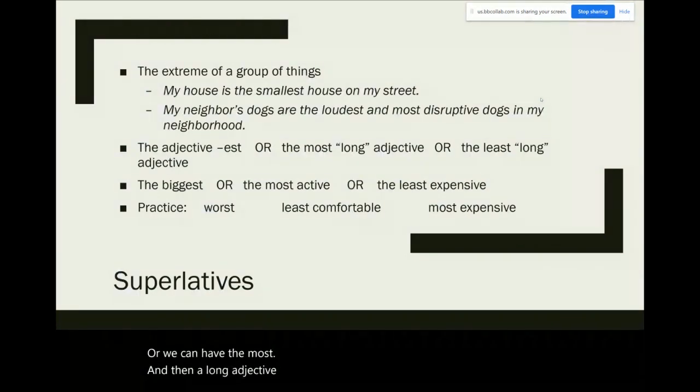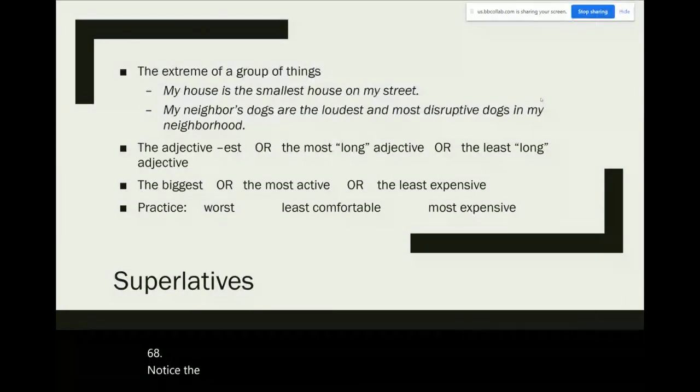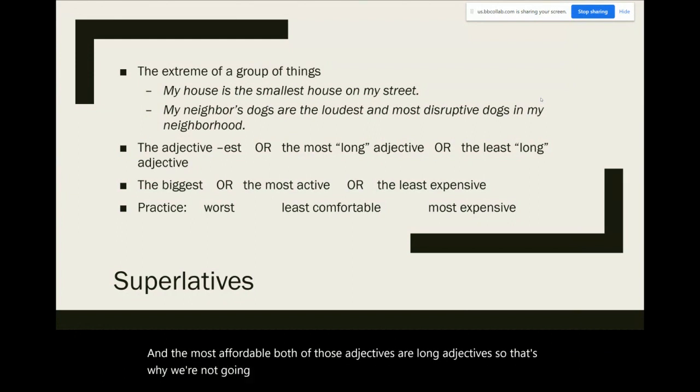Okay, so it's the same type of rule. If you look on page 68, notice the greenest, the scariest, and the most affordable. So you can compare more affordable and the most affordable. Both of those adjectives are long adjectives, so that's why we're not going to use the st at the end of affordable. We're going to use the word most. Okay, anybody have questions about that?